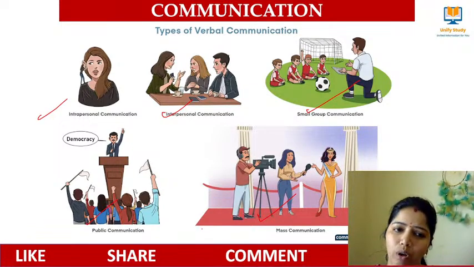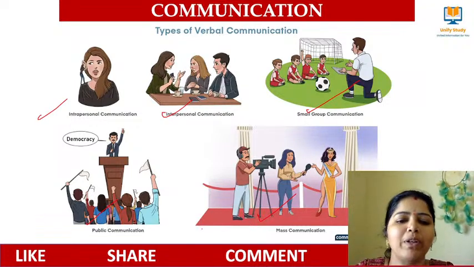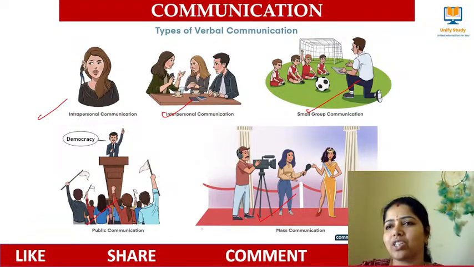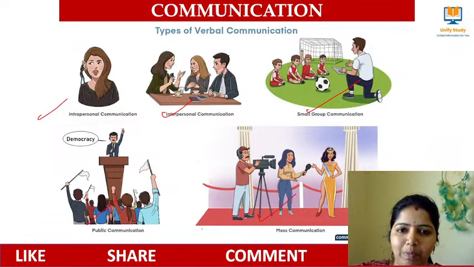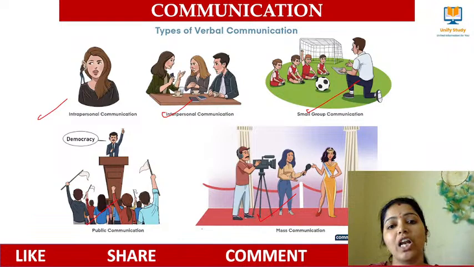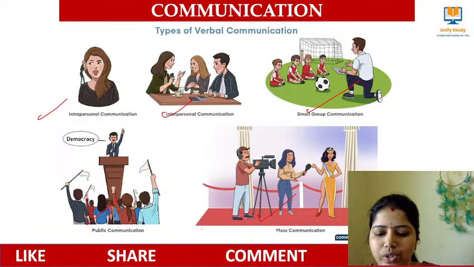In intrapersonal, we talk to ourselves. Interpersonal, we talk to our friends. In small group communication, we talk to a small group of people. In public communication, we talk to a group, a large number of people. Aristotle's model, the linear model of communication, right? That is public communication. And in mass communication, through mass media, I'll be reaching a large number of people. You should be clear with those ideologies, right?